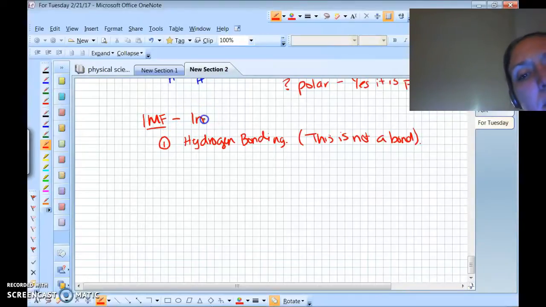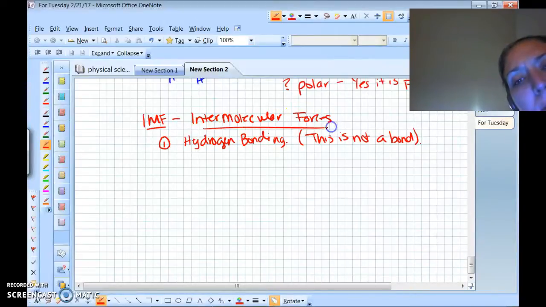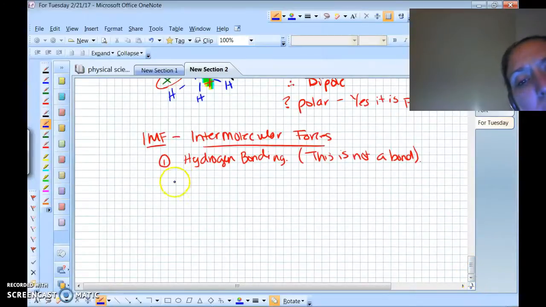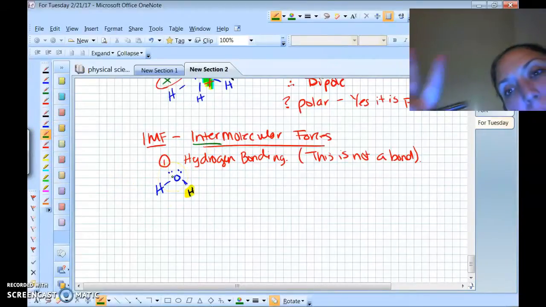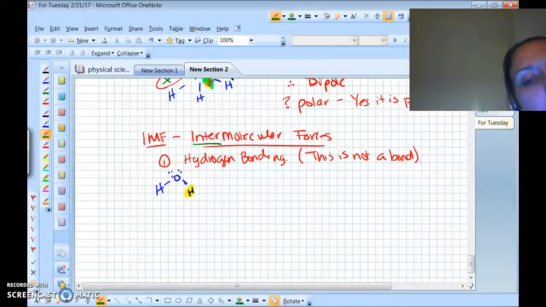Alright, this IMF stands for intermolecular forces. Hydrogen bonding is the strongest type that you can have. Alright, so number one, you have to have a molecule that has a hydrogen on it. So, like, let's do water. Okay, first of all, here is a hydrogen. It happens to be bonded to this oxygen, but it is not experiencing hydrogen bonding within itself, because intermolecular forces means between two different molecules.